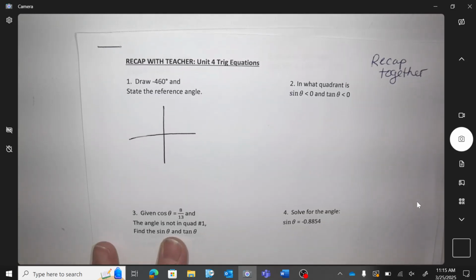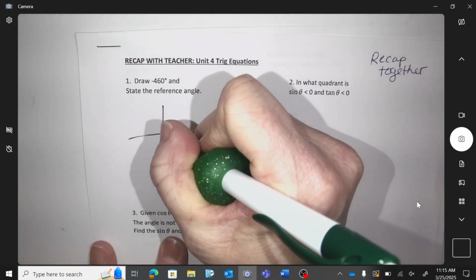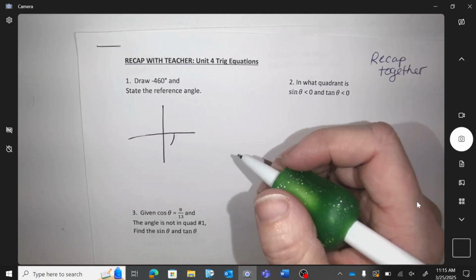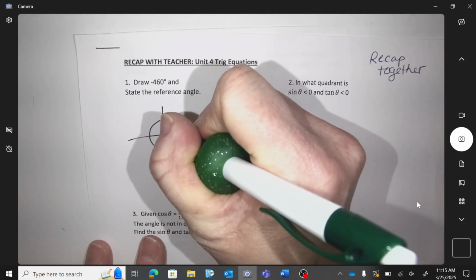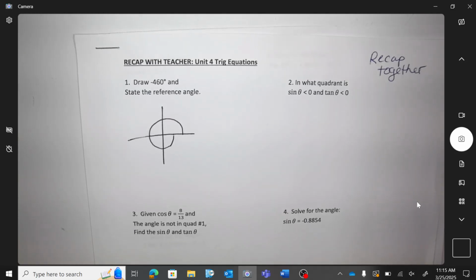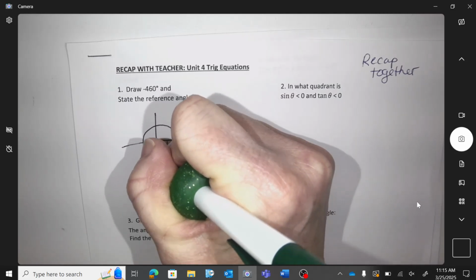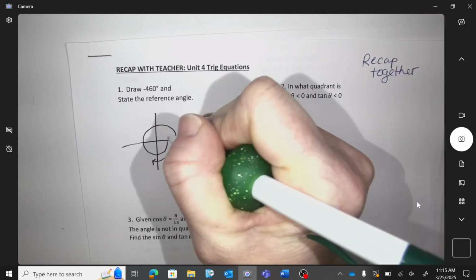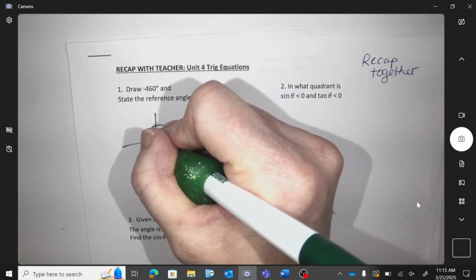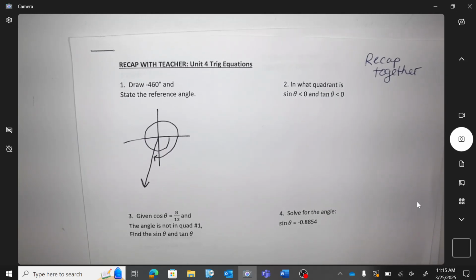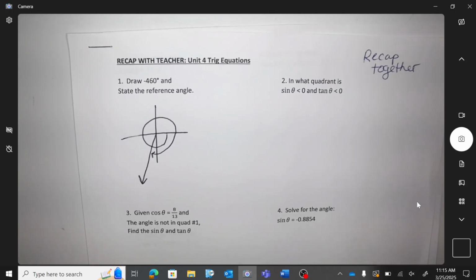So negative means to go backwards, so I'm going to start heading downward. I already know 460 is more than a circle. So I'm going to swivel 360, and then after the 360 turn, I'm going to go 100 more. So I'm going to use this bottom 90 and 100 more. So that's swiveling and then landing. So you need both parts to get a full point. Okay, so that's how you draw.